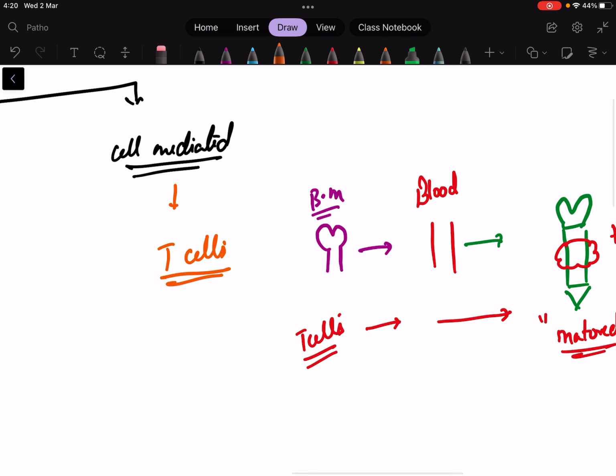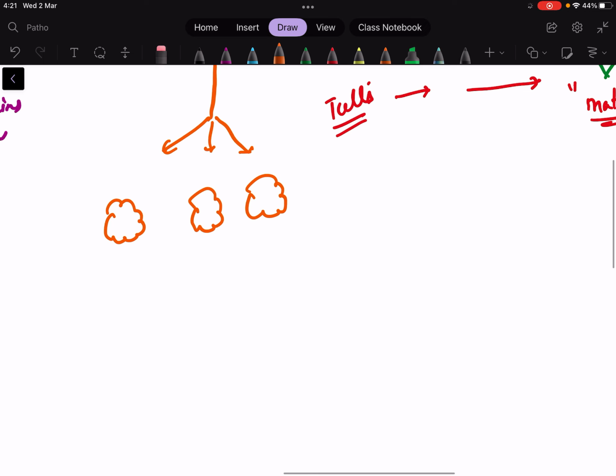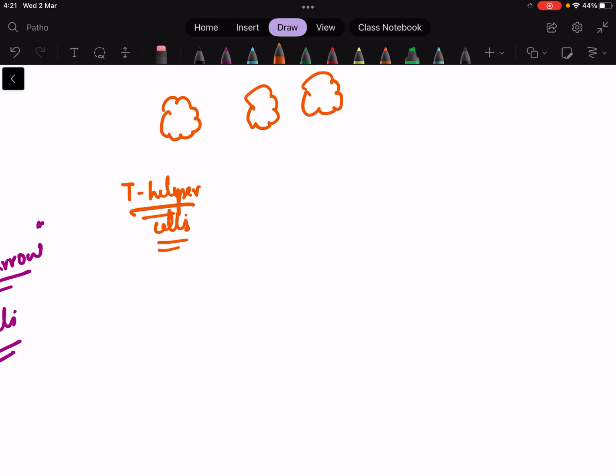So basically when we are talking about T cells, there are mainly three types of T cells. Suppose this is a T cell, and here is also a T cell, and this is also a T cell. The first T cell we are going to talk about is your T helper cells. Why are they called T helper cells? Basically the T helper cells will produce some cytokines such as interleukin 4, 5 and 13. I will discuss these in future videos, but you have to trust me.